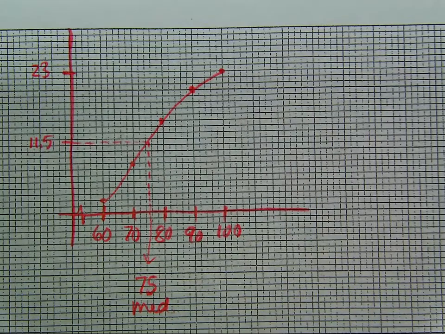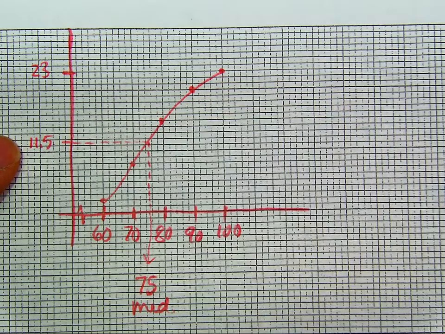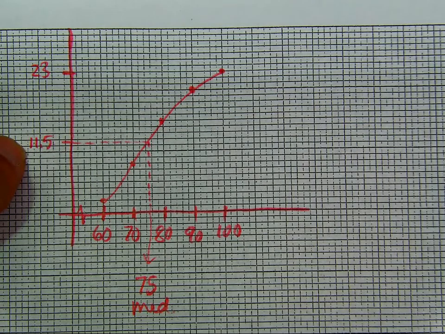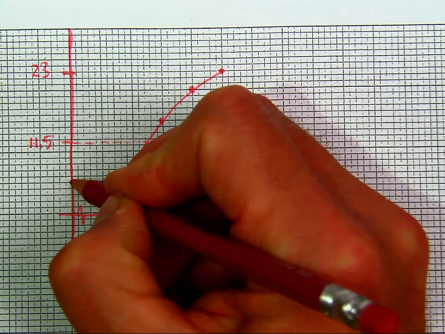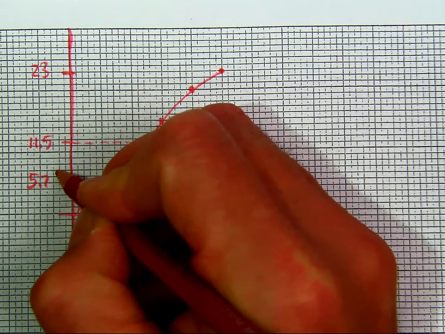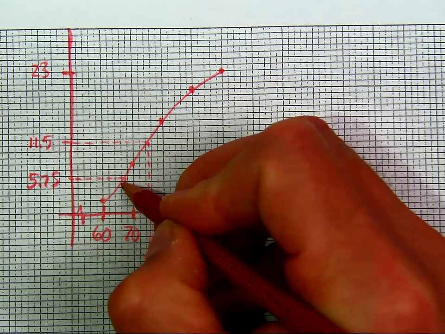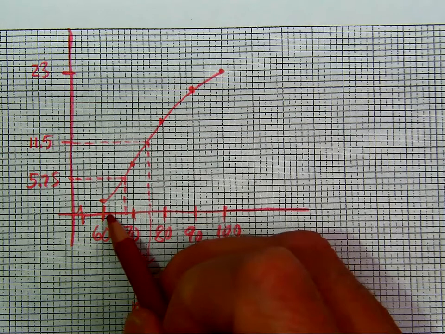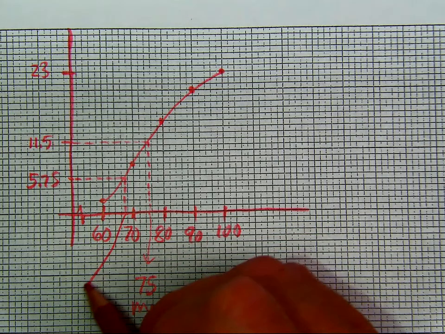Then we have to go half of this, and that'll be the first quartile, and that's at 5.75. 1, 2, 3, 4, 5.75. Go out, and that looks like it's at about 62, 64, 66, 68, and this will be 67. 67, quartile 1.